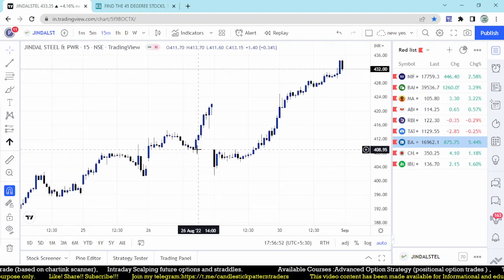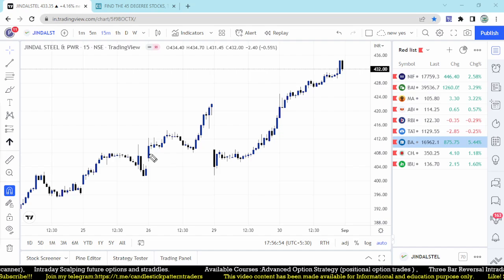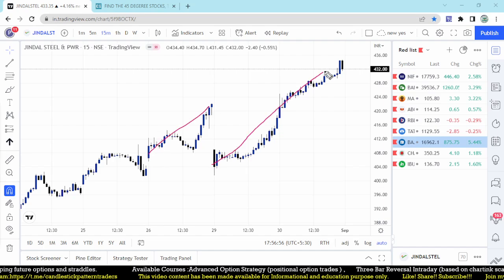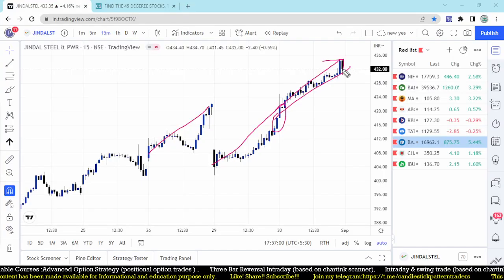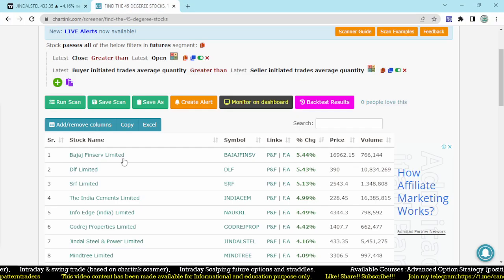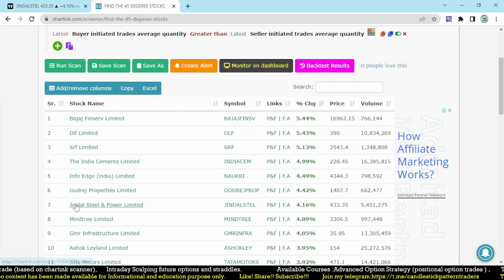Let's look at this. Here you can see, this was yesterday, and it performed well, from 416 to 420, 418 to 432. It's a big move, right? So don't simply follow these stocks for tomorrow also. Take the top 10 stocks from the list. You can just watch these stocks for tomorrow.